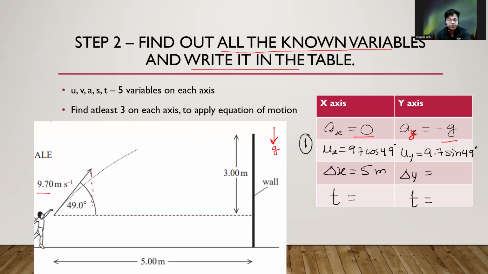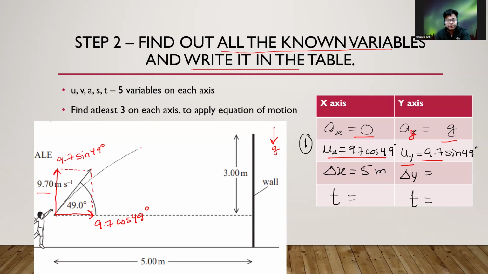So the x component of the initial velocity is going to be equal to 9.7 cos 49 degrees, which we have written here. This is ux, 9.7 cos 49. Similarly, we shall find out the y component of the initial velocity, which is 9.7 sin 49 degrees. This is what we have written here, 9.7 sin 49. Now, after finding these two, we shall search for the third known variable.